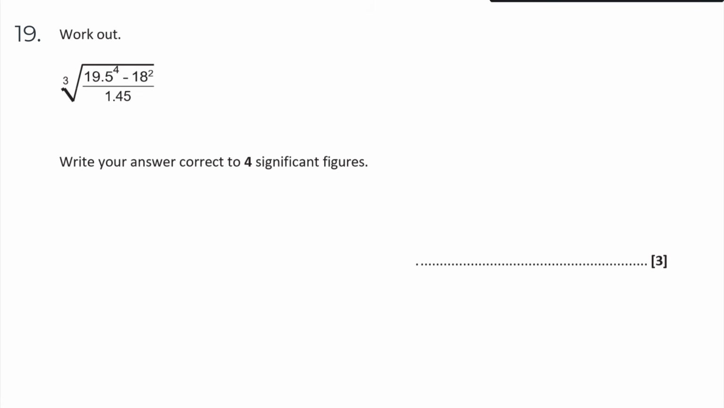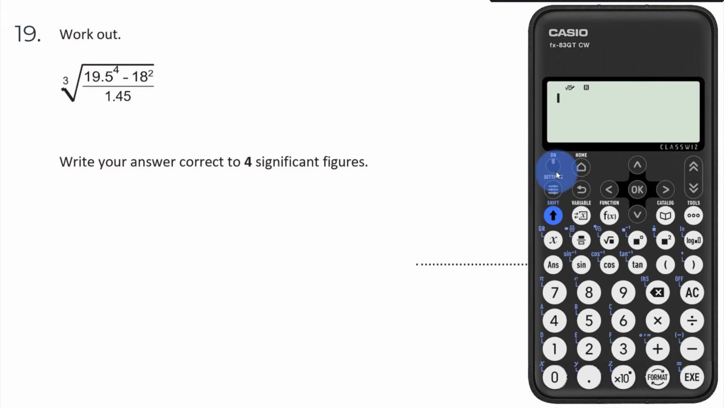Work out the cube root of 19.5 to the power 4 minus 18 squared all over 1.45. Write your answer correct to 4 significant figures. So this is just a use of calculator question. So you just need to get the order right that you type into the calculator. I'm going to use the cube root key first, and then I'm going to press the fraction key, so I've got the structure ready to put all those numbers in. Then I'm going to type the 19.5, raise it to the power 4, come out of the power and hit the minus key, and then 18 squared, and then the down key to go down to the bottom box, and I can type in 1.45.